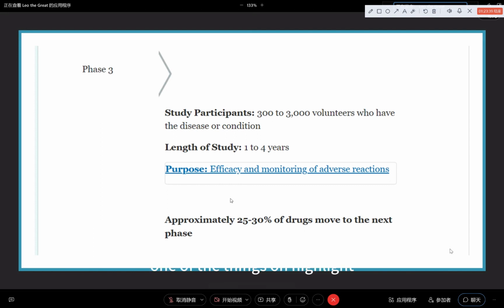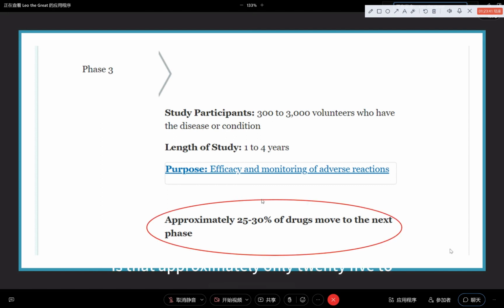One of the things I want to highlight is that approximately only 25 to 30% of drugs move to the next phase, and this has to do with some reasons that are going to be discussed by Rad later.